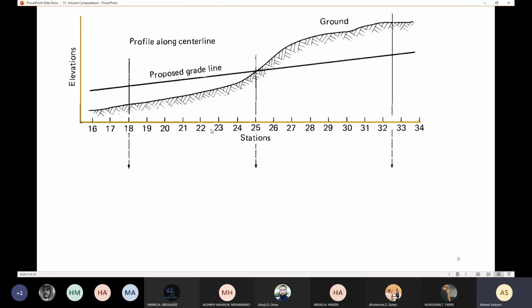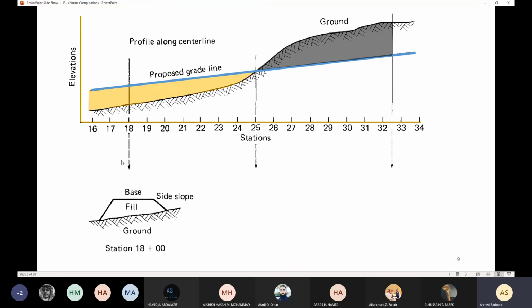So what we will do in this case, it means that in this part here, we need to have a fill, while in this part we need to have a cut, so that the road is going to be constructed along this proposed grade line. So we're going to take a section, for example, at this station 18. When we cut a section, the section is going to look like that. Here is the existing level, the ground, and in order to reach this proposed grade line, I need to have a fill.